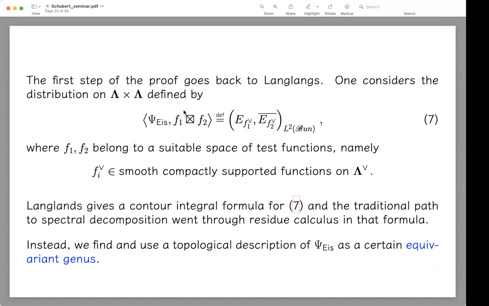And Langlands gives a certain contour integral formula for that distribution. His approach, and the approach of all the old people I mentioned on the previous transparency, was to do residue calculus in that formula, which is that part which you purely avoid.